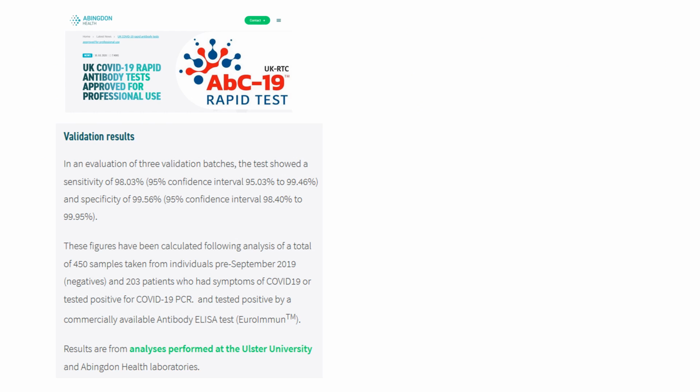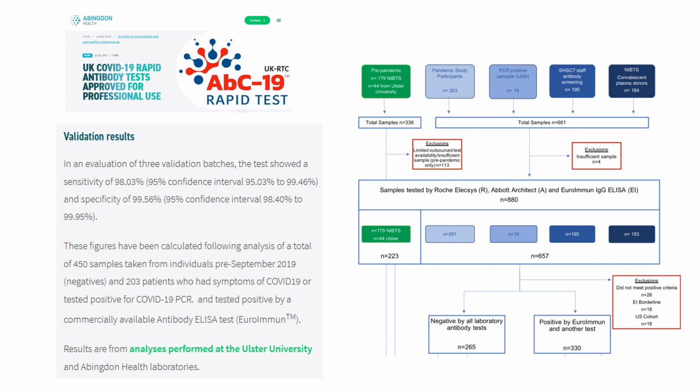So here's one of our antibody tests. The manufacturers are stating the sensitivity is 98%, specificity is 99.6%. And this is from a study done by Ulster University. When you look at the study from Ulster, this is quite busy, this slide, but at the top you can see we've got a whole set of different cohorts, some selected because they're already positive.